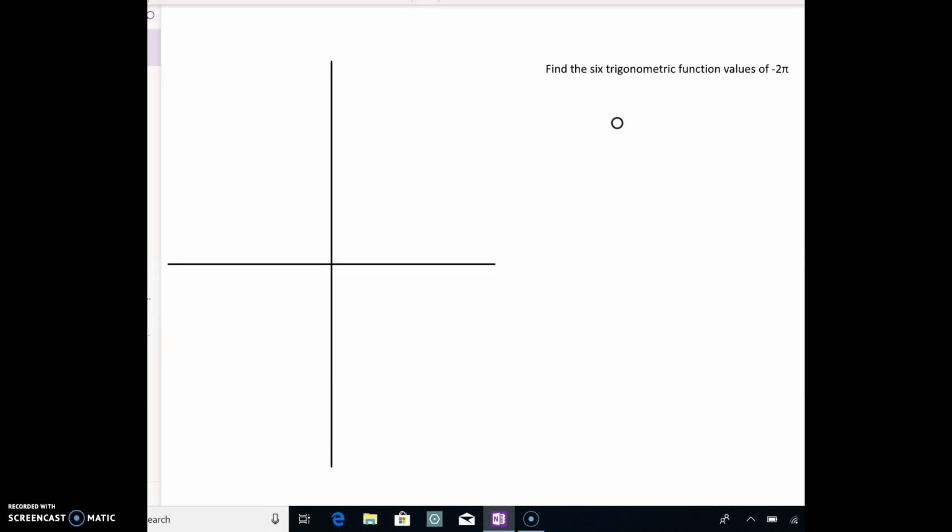So for this example, we are looking to find the 6 trigonometric function values of negative 2 pi. Again, in order for us to find the 6 trig values of any angle, the first thing we're going to do is sketch the angle. Notice that our angle is in terms of radians because there's no degrees on it, and also notice that our angle is negative.